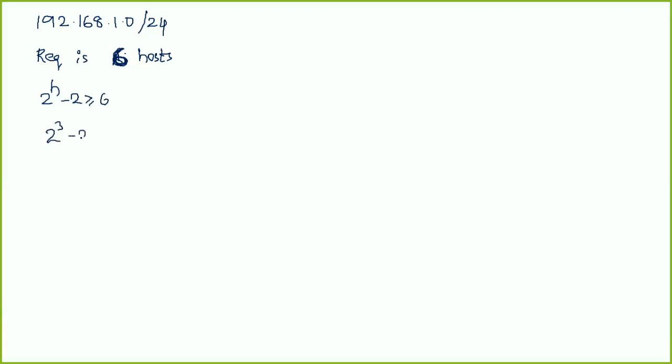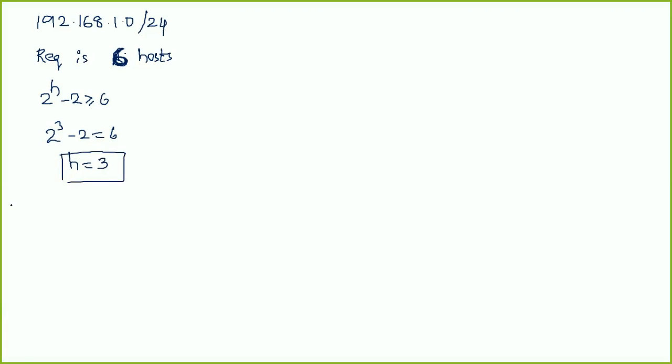Same network, we have 192.168.1.0. By default class C. Now my requirement is I want a network where I will get 6 IP addresses. Then the formula is 2 power host bits minus 2 should be greater than or equal to 6. 2 power 3 minus 2 is equivalent to 6. So how many host bits do I have to keep? 3.